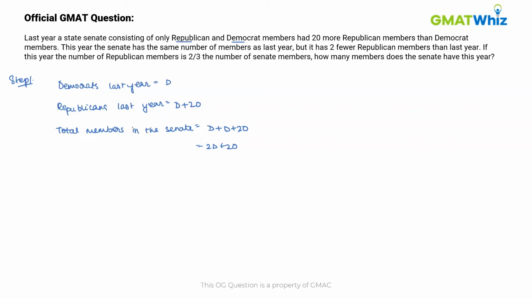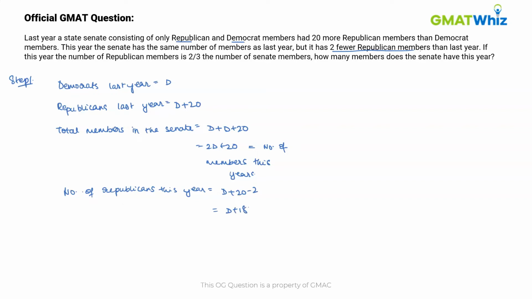Now, let's read the question ahead. So, this year the Senate has the same number of members as last year. That means this is also equal to the number of members this year. That is, this is the total number of members. But a minor change is that it has 2 fewer Republican members. So, the number of Republicans this year will be equal to D plus 20 minus 2, which is equal to D plus 18.